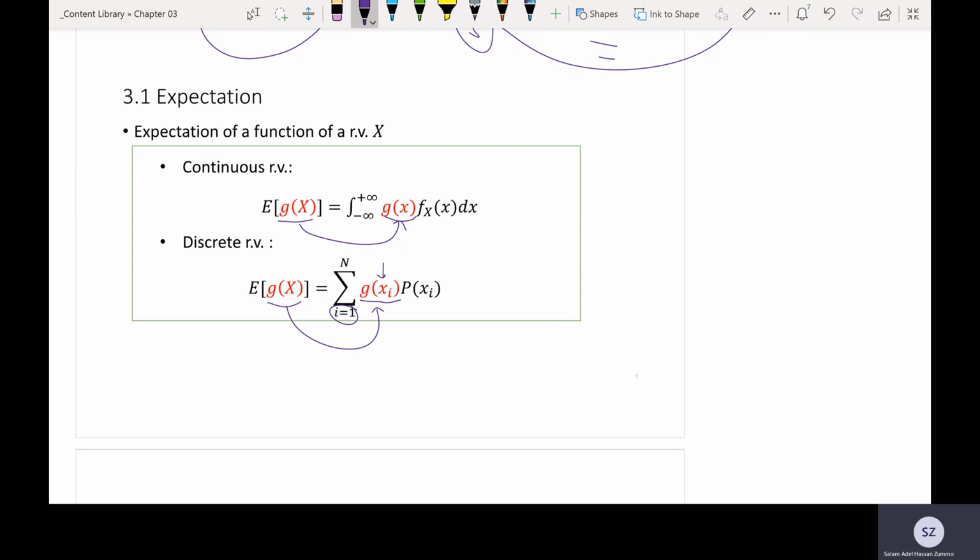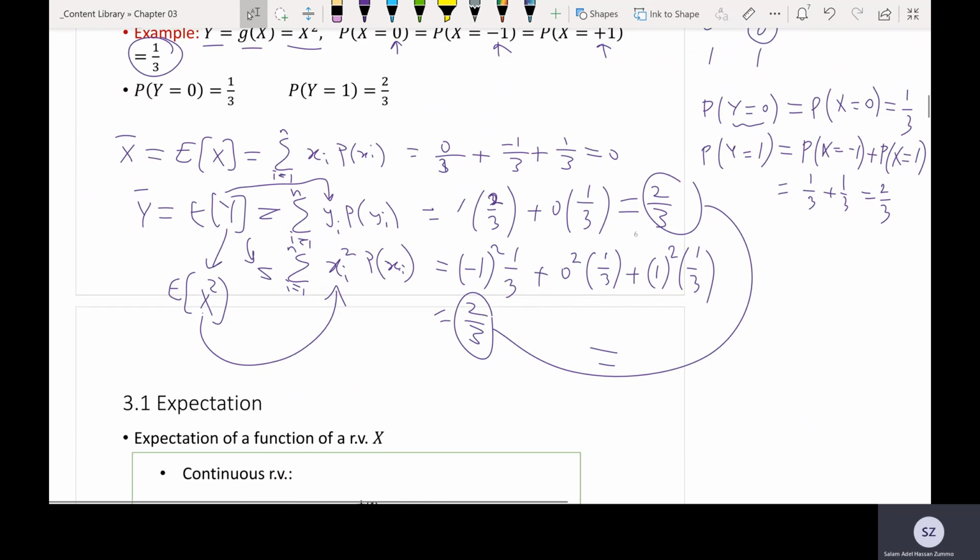In the previous example, it's 1 multiplied by 2/3 plus 0, which is 2/3. We solved that by the method where we found y and the PDF of y and so on. Here, we didn't find the PDF of y. We just replaced y by x squared, xi squared, and then ran this. It gave us the same answer.